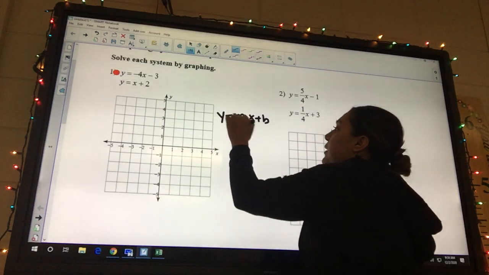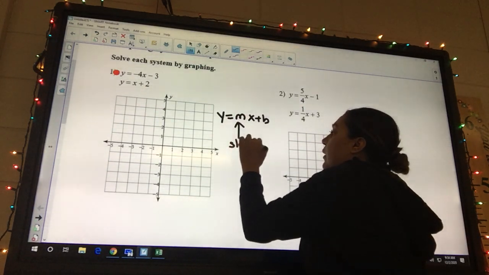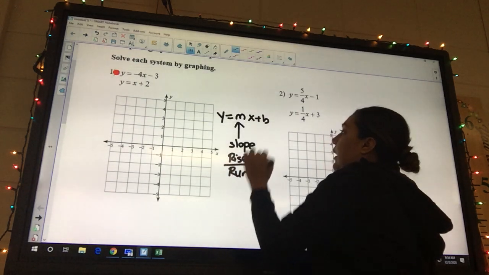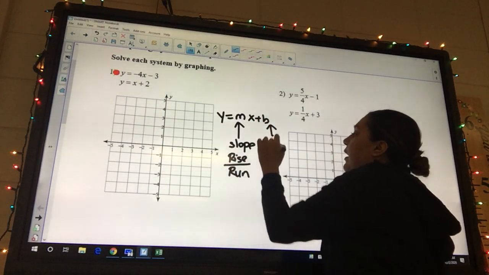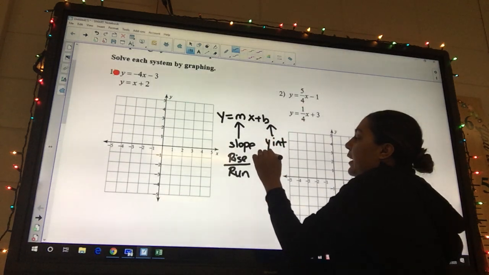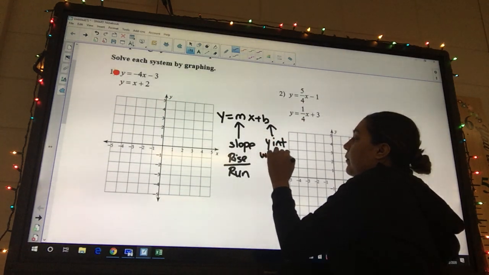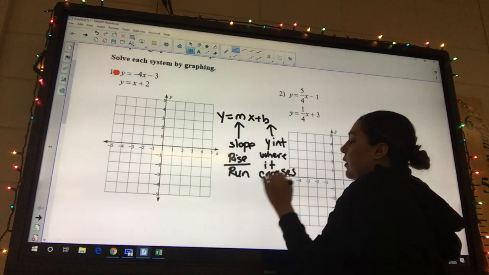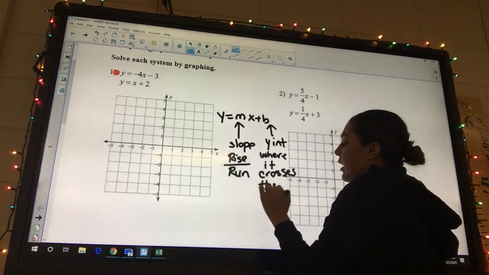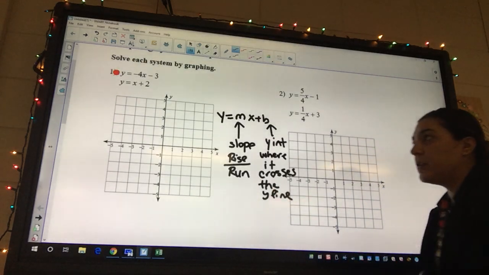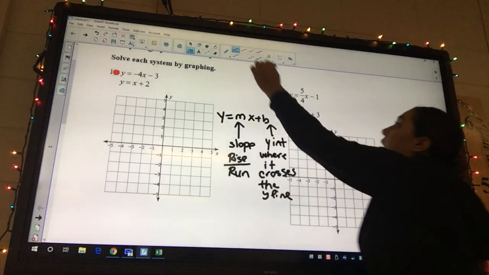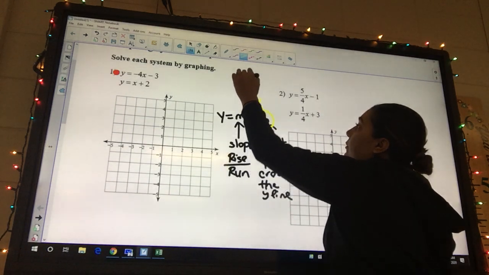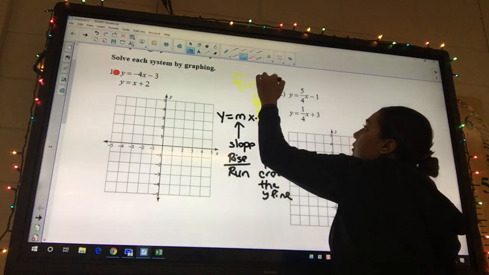Where m is our slope or our rise over run, and our b is going to be our y-intercept, and that's where it crosses the y line. And some of you guys keep doing the x-intercept. You need to make sure you're doing the y-intercept, okay? And I'm going to put this in yellow. This is the one that you need to do first. You need to do this one first.